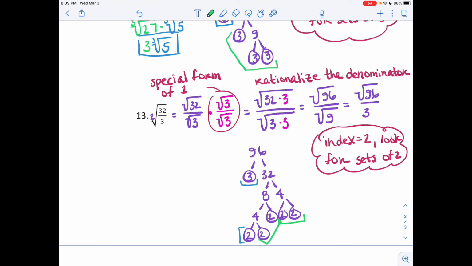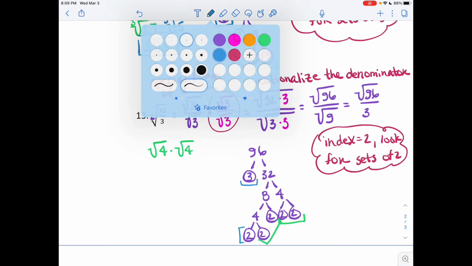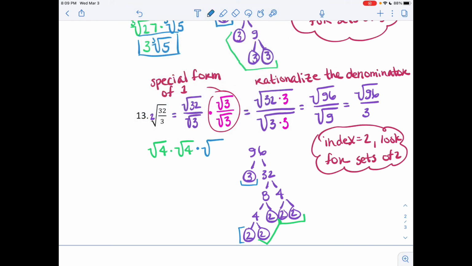So let's go ahead and rewrite this. We are going to have the square root of 4 times the square root of 4. That's going to take care of this pair of 2's, 2 times 2 is 4, and this second pair of 2's, another 2 times 2 is 4. And then I need to say what everything else is. And my everything else is a 3 and a 2, so 6. Remember that this whole thing is replacing the 96, but I still have that 3 from the original expression that I was looking at. So the whole thing is over 3.